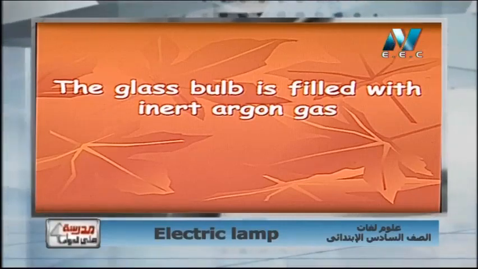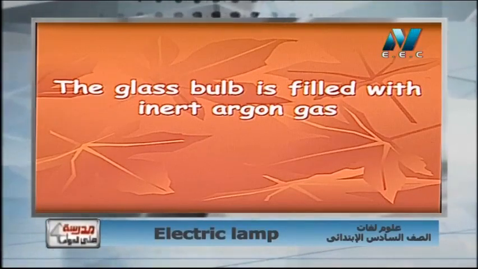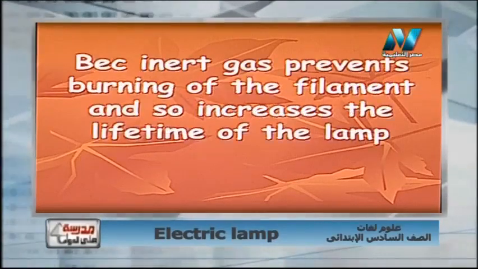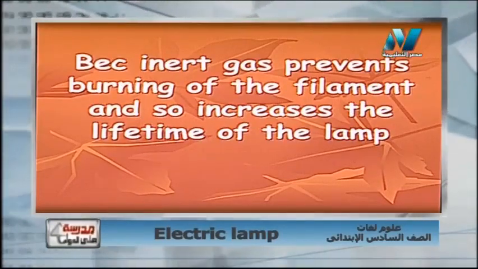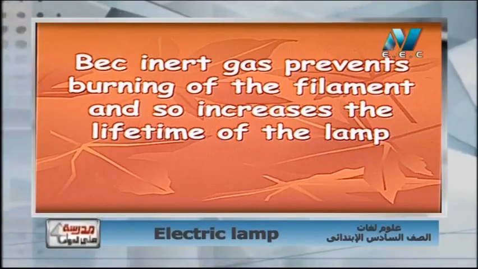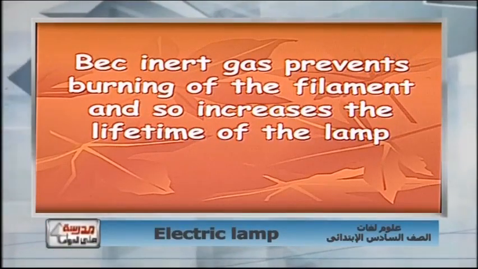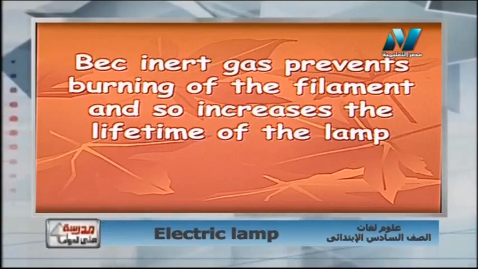ليه الجلاس bulb بنملاها أو بيبقى فيها argon gas بدل ما يكون فيها air أو oxygen gas because inert argon gas prevents burning of the filaments and so increase the lifetime of the lamp. هو بيمنع اشتعال الفيلامنت وبالتالي هيزود عمر المصباح الكهربي.